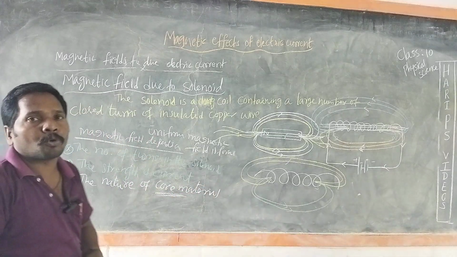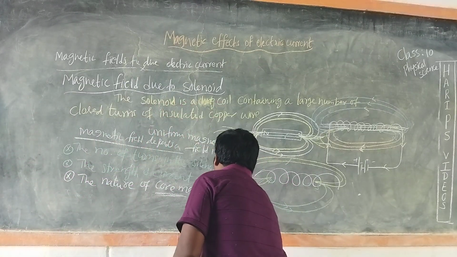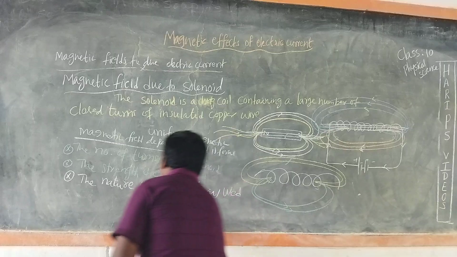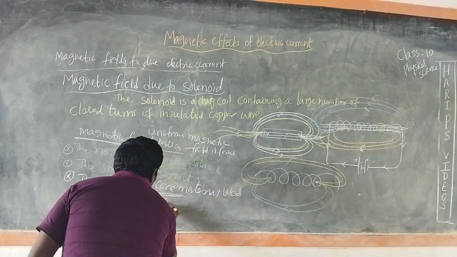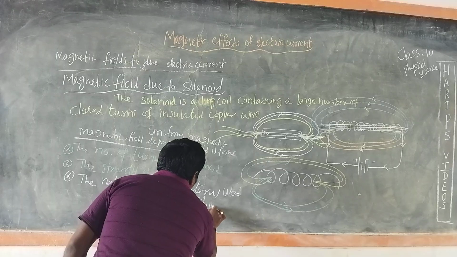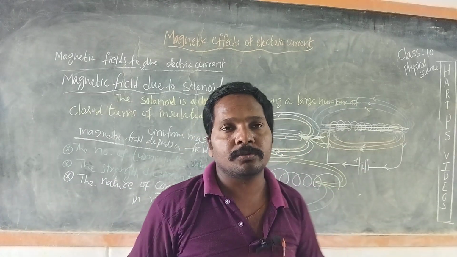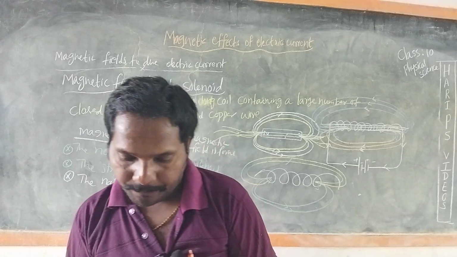What is this core material? The core material used in making the solenoid. Which substance or material is used for making the solenoid?